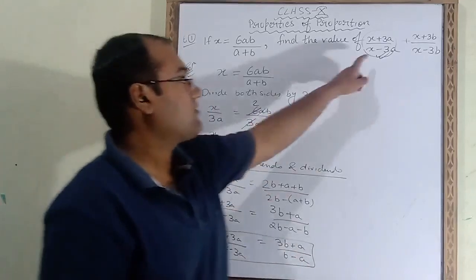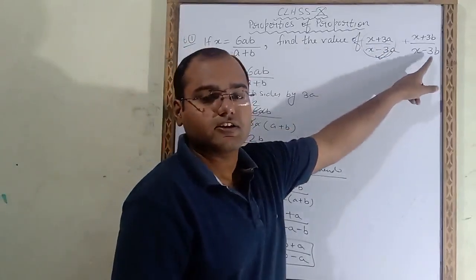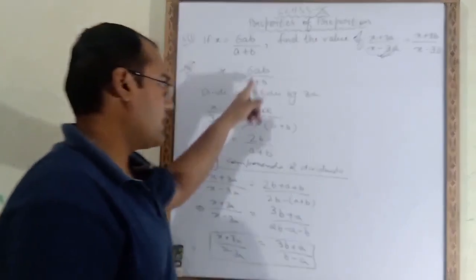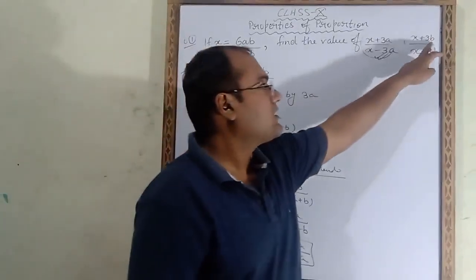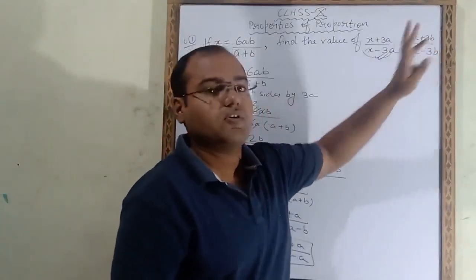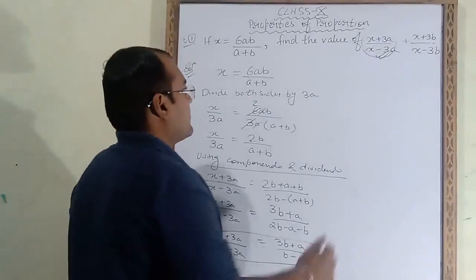So this much answer we have found. Now we will find this part. In the same way as we had done here, where we divided by 3a on both sides, now we will divide by 3b. In order to get x plus 3b, we have to divide by 3b. What we will do?